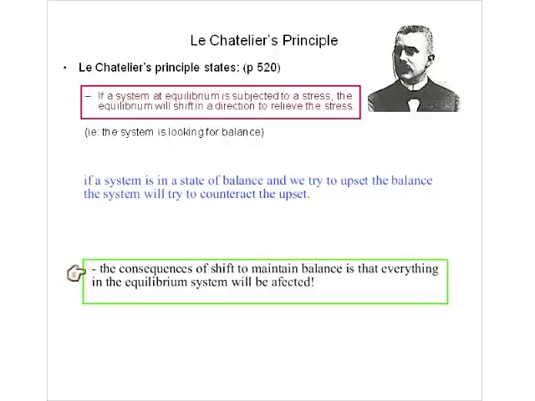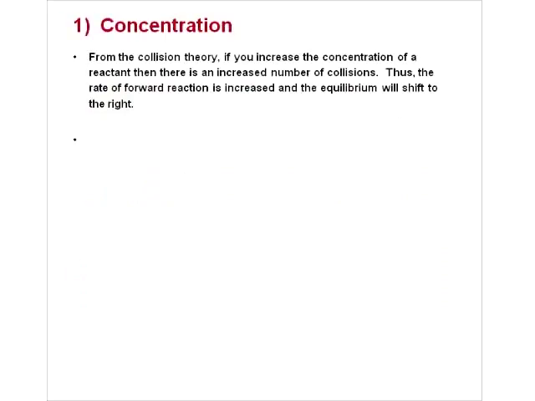So the consequence then is that everything else in the system is now going to be affected. Because if you upset one thing, then everything else has to try and compensate to get everything back to some kind of balance, because everything is interconnected here. Okay? So let's have a look at some examples. Here's an example of concentration. And we want to look at this from a couple different perspectives here.